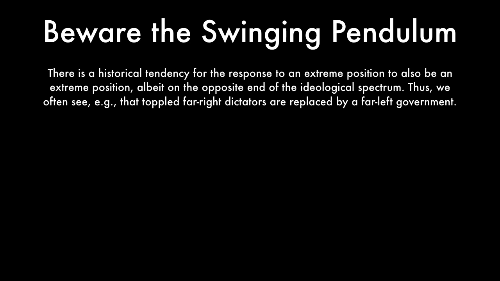There is a historical tendency for the response to any extreme position to also be an extreme position, albeit on the opposite end of the ideological spectrum. Thus, we often see, for example, that toppled far-right dictators are replaced by a far-right government.